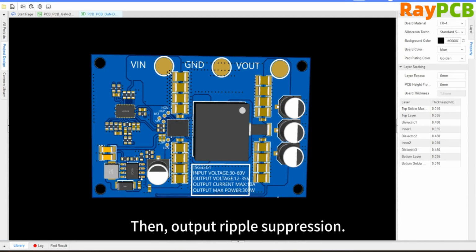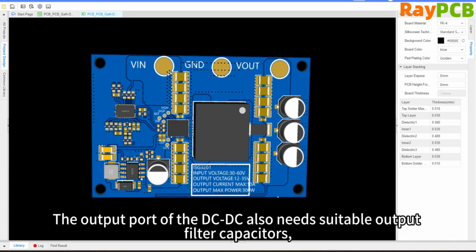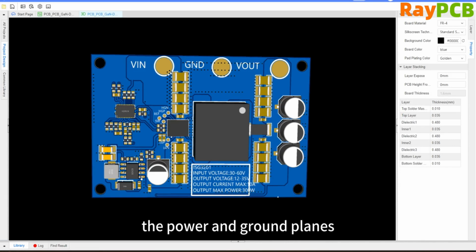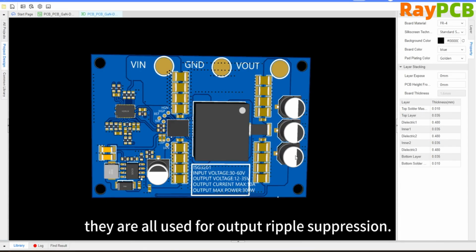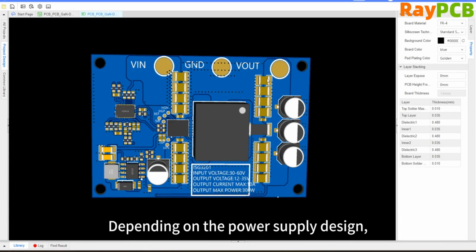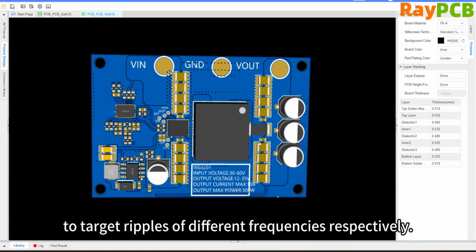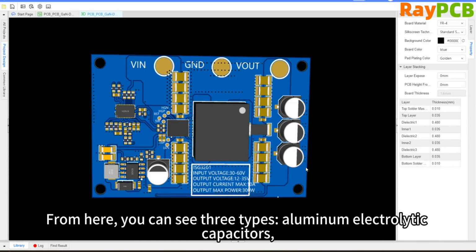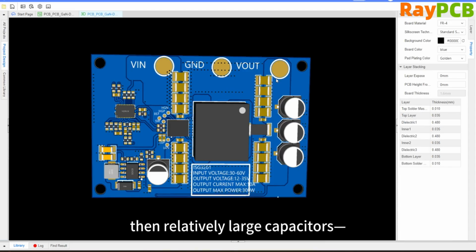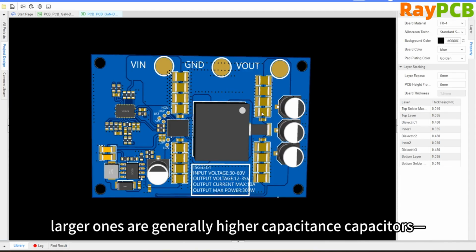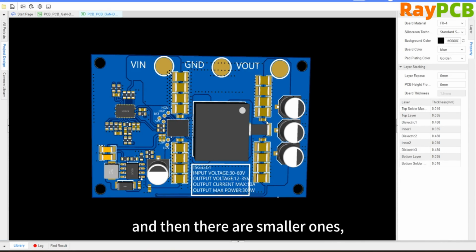Next, output ripple suppression. The output port of the DC-DC converter also requires appropriate output filter capacitors, and these capacitors should be closely connected to the power and ground planes to further suppress output ripple. This is straightforward. For example, the large and small capacitors on the right are all used for output ripple suppression. Different sizes of capacitors are used in power design to filter different frequency ranges accordingly. Here you can see three types: aluminum electrolytic capacitors, then the larger ones, those with a bigger physical size, are generally higher capacity capacitors. And then there are also smaller ones, which are low capacity capacitors.